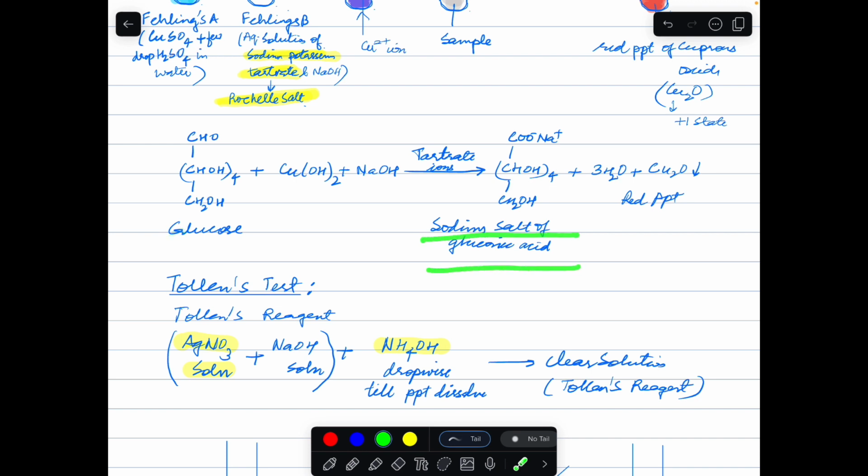Okay, so here what is happening, glucose is undergoing oxidation. This is oxidation, and your cupric ion is undergoing reduction. Since cupric ion is undergoing reduction, therefore this glucose is acting as a reducing agent. Therefore these sugars are called reducing sugars. So here copper is in +1 oxidation state, and here copper is in +2 oxidation state.